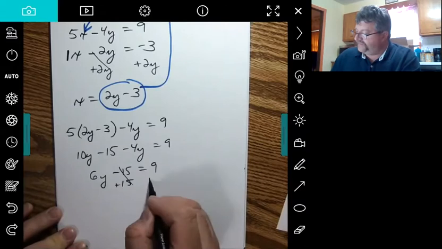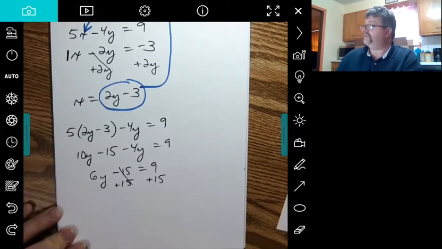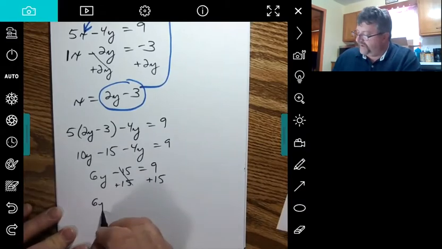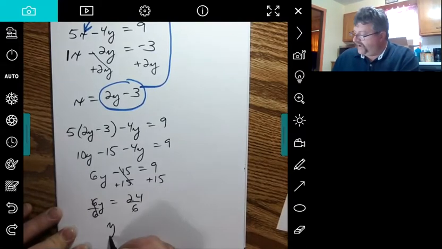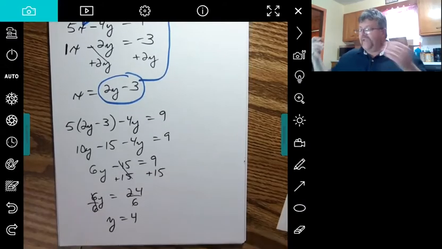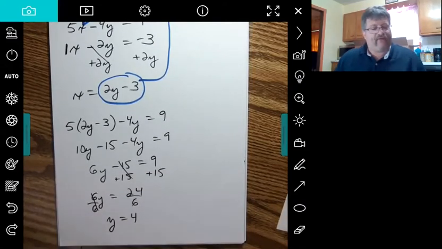Add 15 to both sides, right? 6y equals 24. And we'll get y equals 4. Again, that's only half the answer. We need to find the other half.